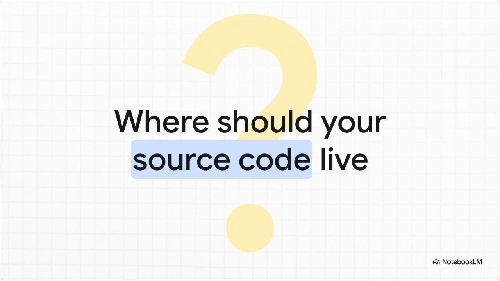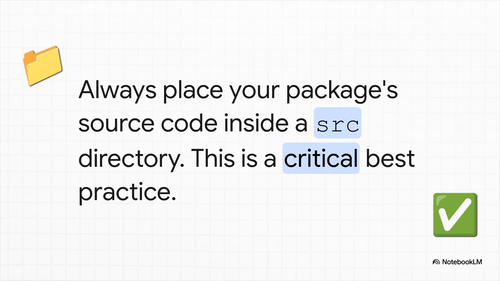Now for part 2. We've got the config files sorted, but where do you actually put your Python code? You know, your data processing scripts, your model training logic. Where does all that stuff live? The answer is simple. And honestly, for any professional project, it's pretty much non-negotiable. You put it all inside a folder named SRC, which, as you probably guessed, stands for source. This is what's known as the source layout, and it is an absolutely critical best practice.